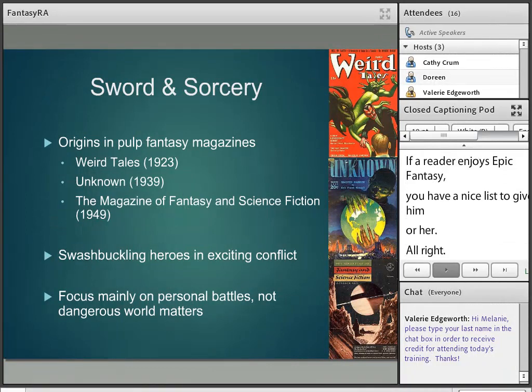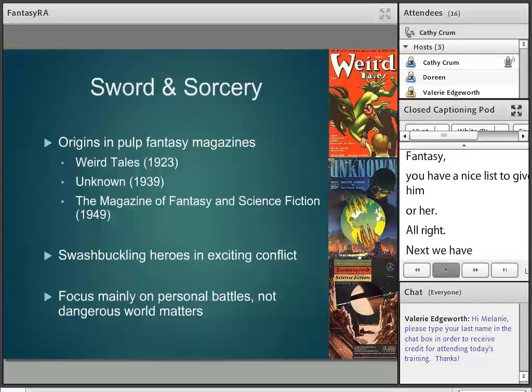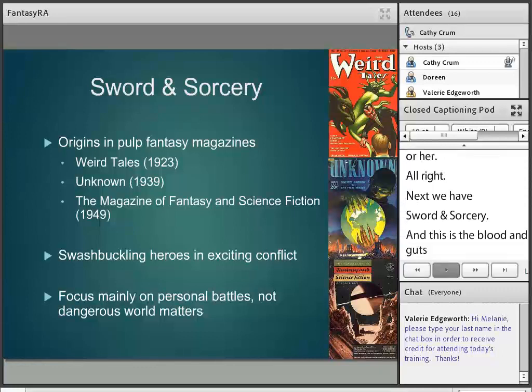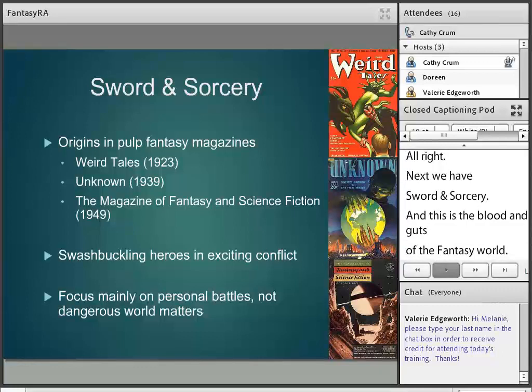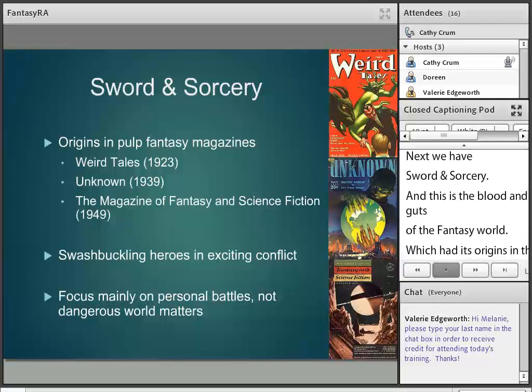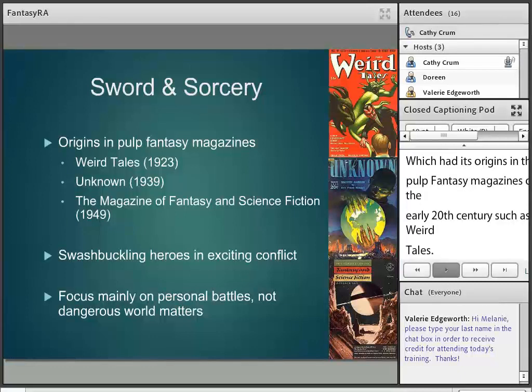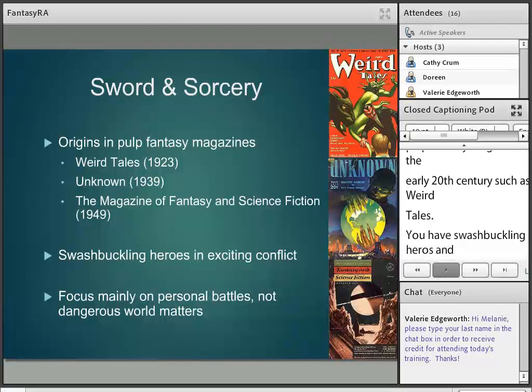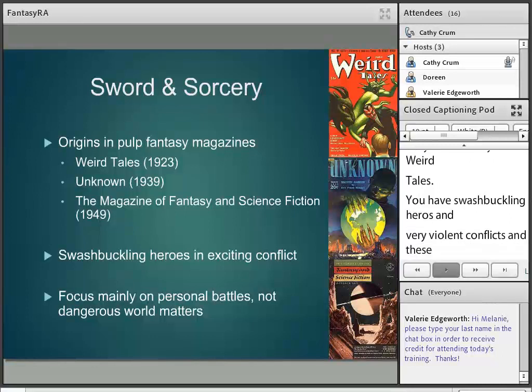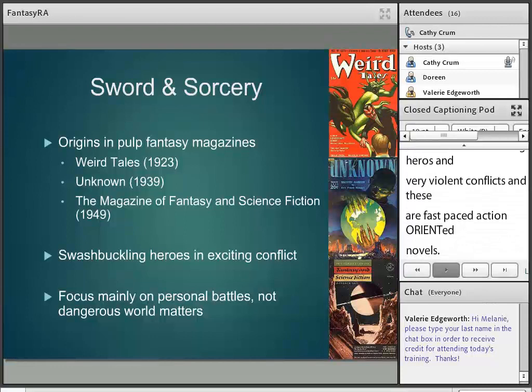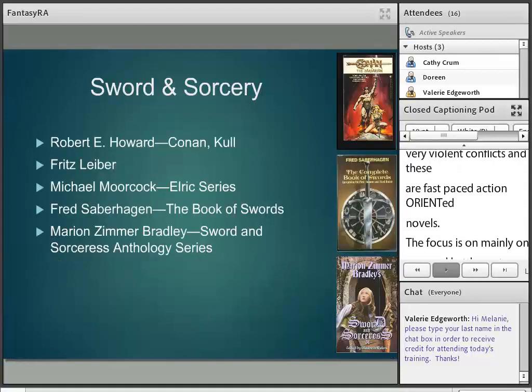All right. Next we have sword and sorcery. This is the blood and guts of the fantasy world, which had its origins in the pulp fantasy magazines of the early 20th century, such as Weird Tales, Unknown, and the Magazine of Fantasy and Science Fiction. You have swashbuckling heroes and exciting and usually very violent conflicts. These are fast-paced, action-oriented novels. As opposed to epic fantasy, the focus is mainly on personal battles, not on dangerous world matters.